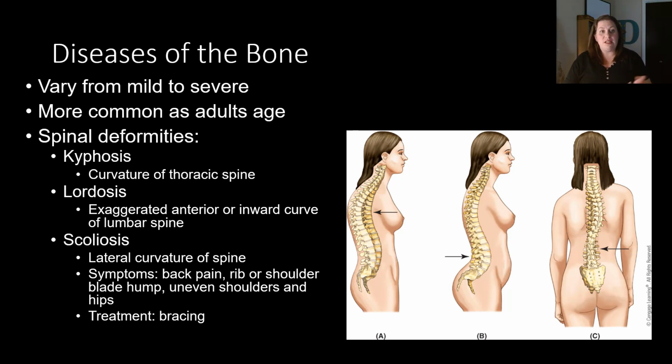We then see lordosis. Lordosis is where we have an exaggerated anterior inward curve of the lumbar spine. So the lumbar spine is curved in too far. This is very common during pregnancy. You'll notice that pregnant women will walk and kind of waddle, and the belly's being pushed out, which exaggerates that low back. This is because they're very front heavy because of the baby, especially in the third trimester. So they're trying to compensate for that.